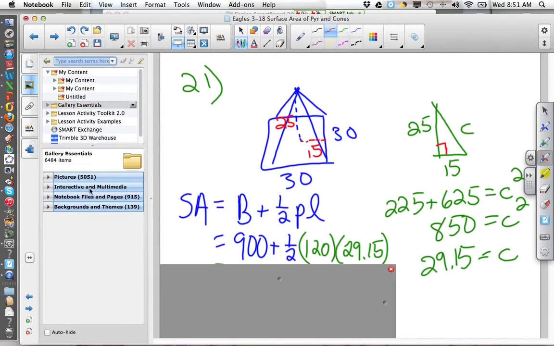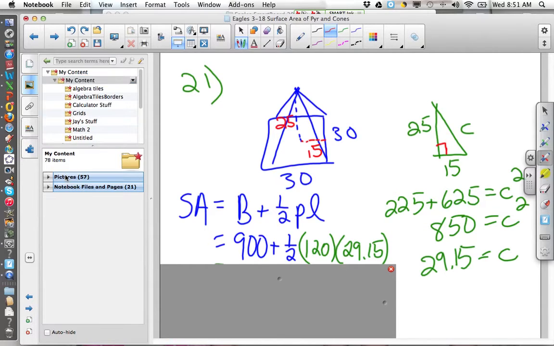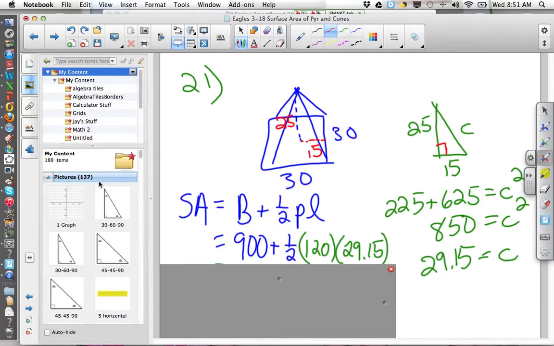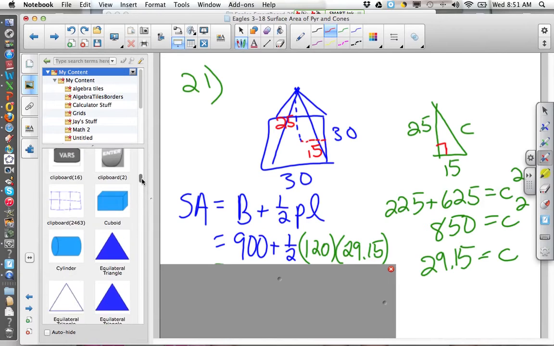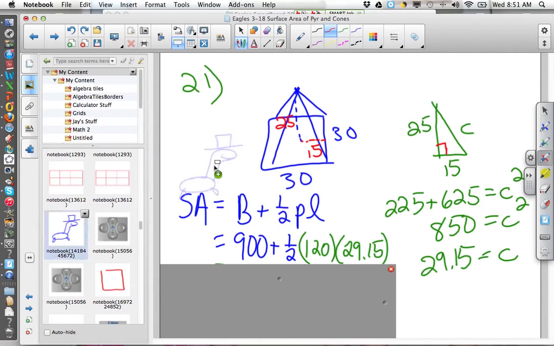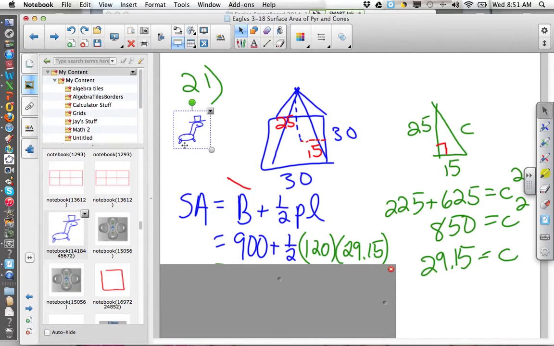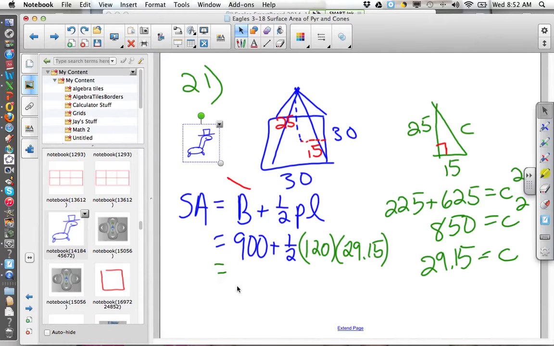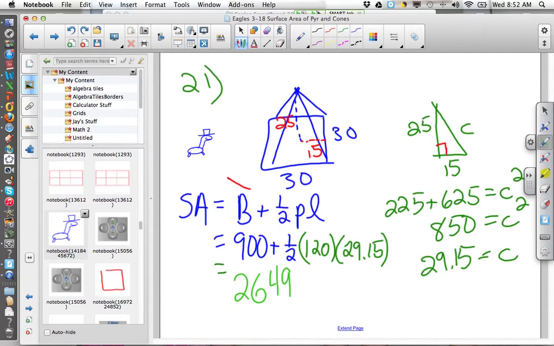Remember, you want to imagine, let's see if I have an example of my turtle. There we go. When we're doing perimeter, we imagine something just walking around the outside of the shape. Okay, so that would be 120, and then times what we already figured out. And when we do that, after we round, we will get 2,649 inches squared, because we're talking about surface area.